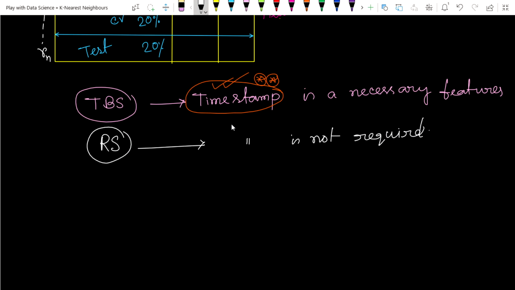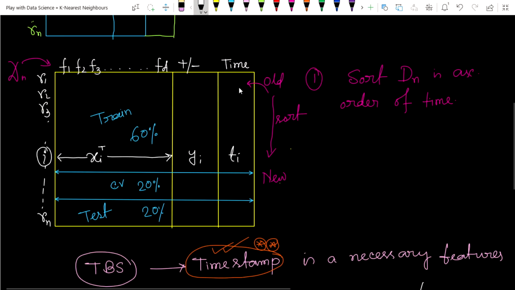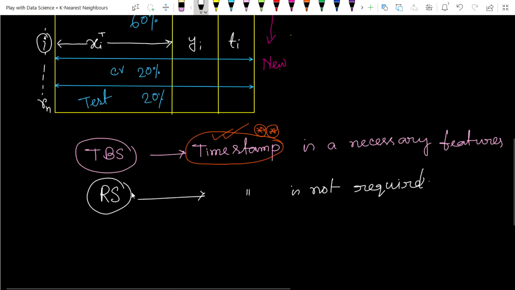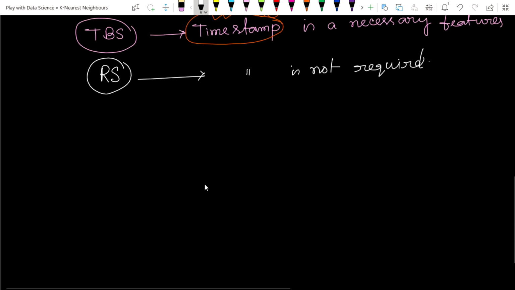Okay, I think you have understood the main difference: in which data we use time based splitting, and in which data we use random splitting. This is the simple concept. If the data set has timestamps, then we can easily do time based splitting, and for data which has no timestamp, we do simple random splitting. So now the question is, why do we require time based splitting?